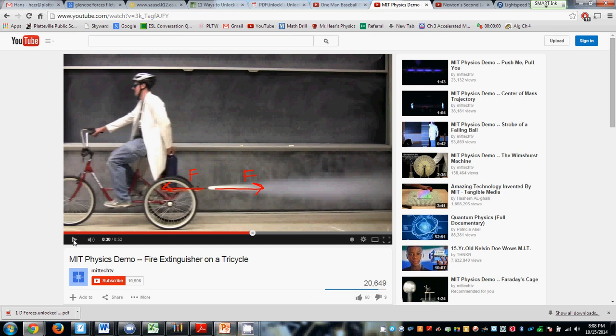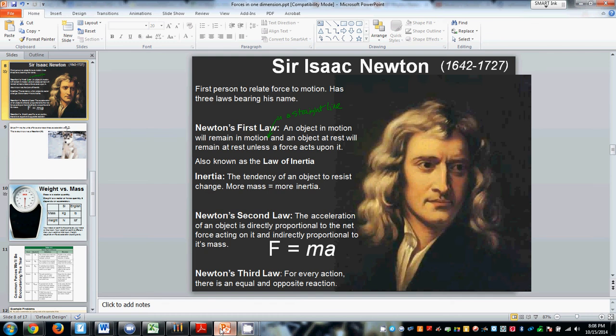But because this guy has a large mass, you get Newton's second law: the bigger the mass, the harder it is to accelerate. But when you push on something, it always pushes back against you with an equal and opposite reaction. We'll be doing a lot of stuff in class to demonstrate all of that.